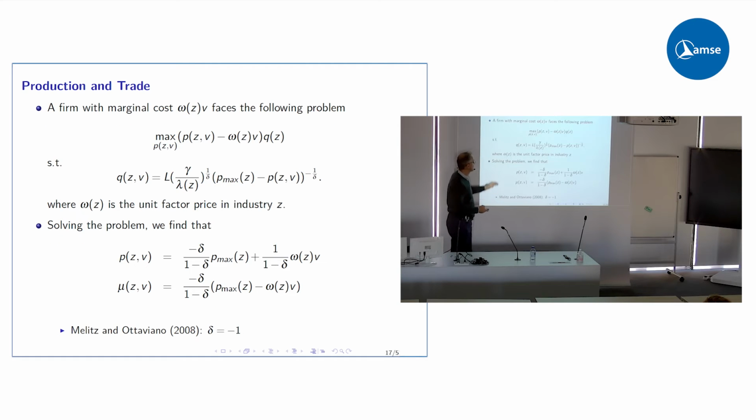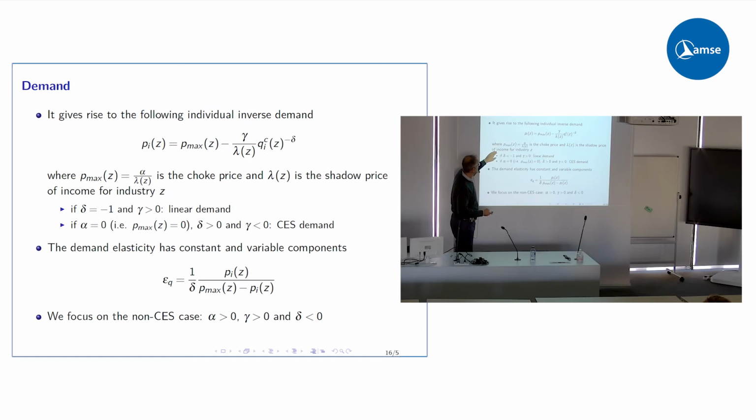Given this type of demand, with a choke price, at some point you will not be able to sell additional products because they are too expensive to sell, and therefore you cannot stay below the Pmax.